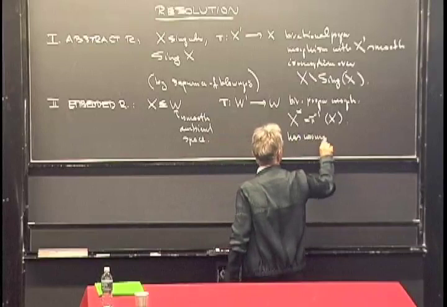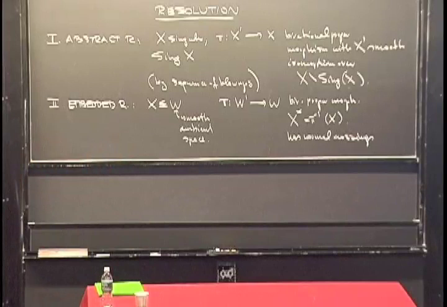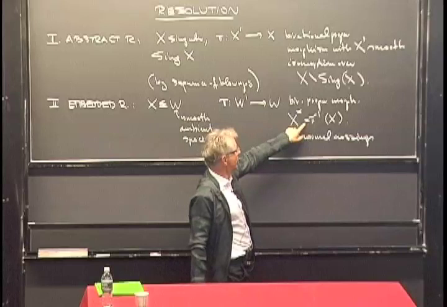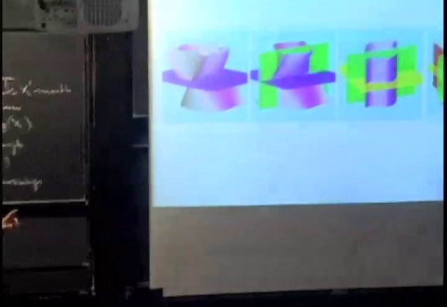Normal crossings just means meeting transversally as two planes. Though, of course, as you may imagine, this type of resolution implies the abstract resolution by just restricting pi to the component which is the strict transform of X here. So in our surface, now you see the exceptional components.